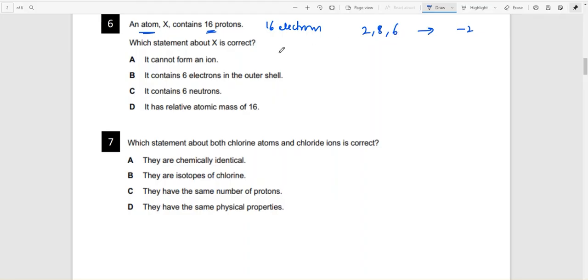Okay, so let's not get into that. I haven't studied it yet. But 2, 8, 6 is the electronic configuration. It can form an anion, so A can be it. It contains 6 electrons in its outermost shell. That's correct. That's the concept he's testing right now.